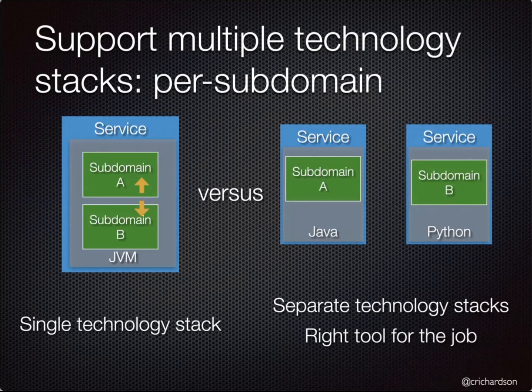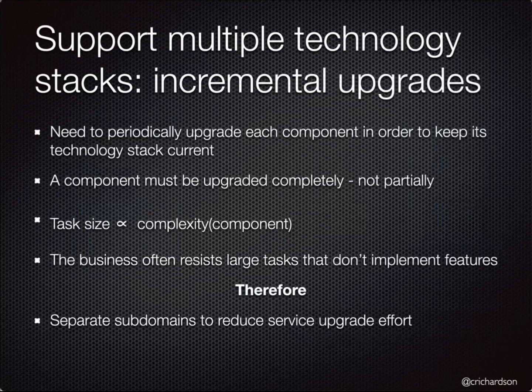And sometimes subdomains need to use different technology stacks, which then encourages you to put them inside different services. So you could have a Java service and a Python service, or a Spring Boot service and, for whatever reason, a Quarkus service, that kind of thing. That's one aspect of technology stacks in your architecture.